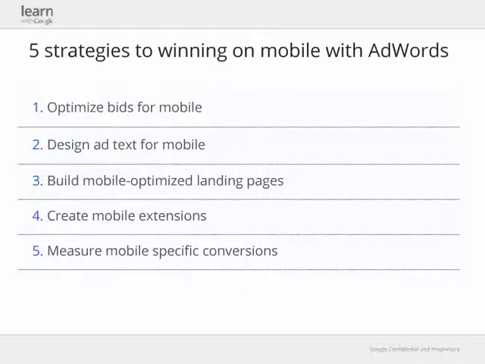So we're taking you through 5 strategies to winning on mobile with AdWords. And each of these 5 strategies that I plan to highlight will be 1, optimize bids for mobile, 2, design ad text for mobile, 3, build mobile app optimized landing pages, 4, create mobile extensions, and 5, measure mobile specific conversions.